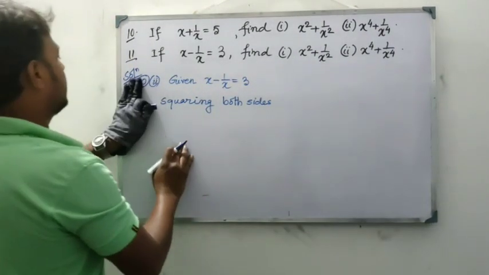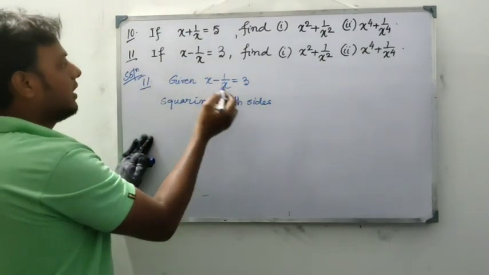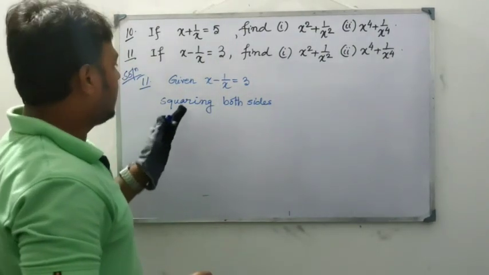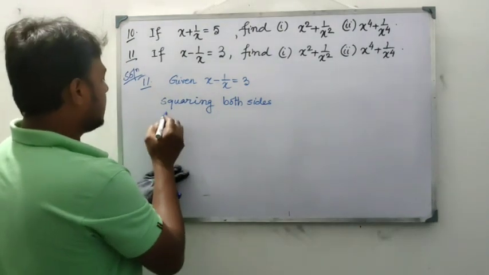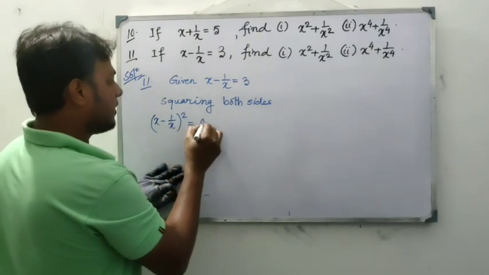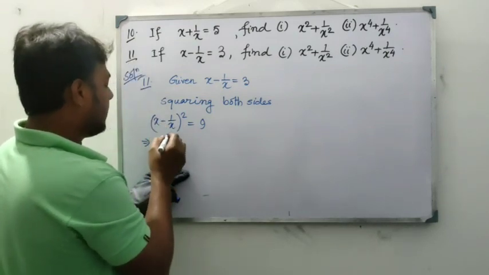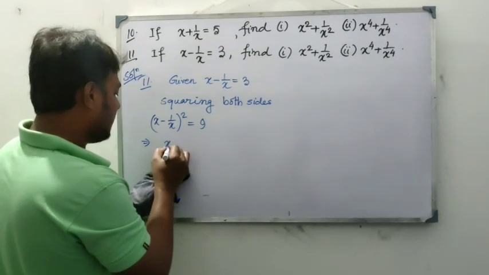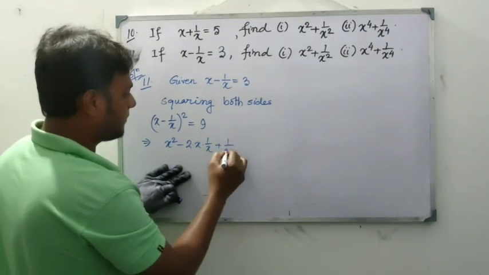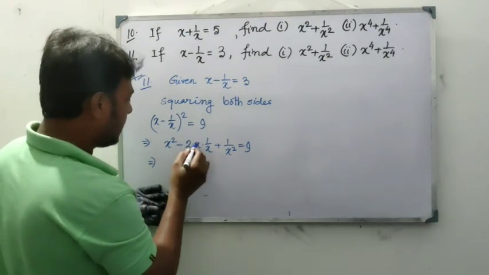Okay, this is problem 11. For problem 11, it is given that x minus 1 by x equals 3. So if we use the method of the previous one, we have to square both sides. Squaring both sides, the left hand side will be x minus 1 by x whole square equals 3 square, which is 9. Now expand the left hand side, x minus 1 by x whole square, that is a minus b whole square. That means a square minus 2ab plus b square equals 9. Here x cancels out.